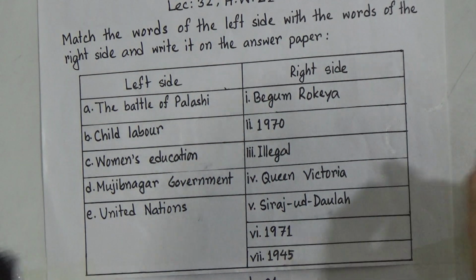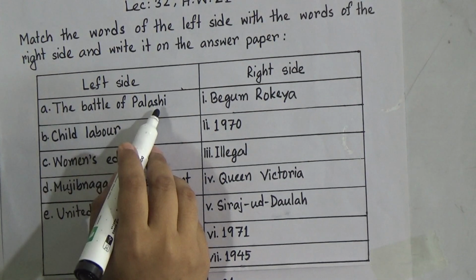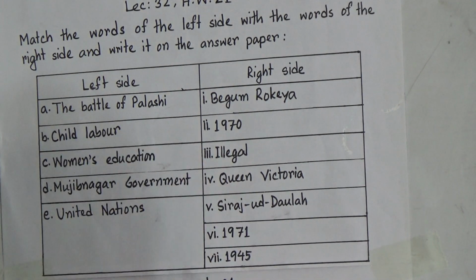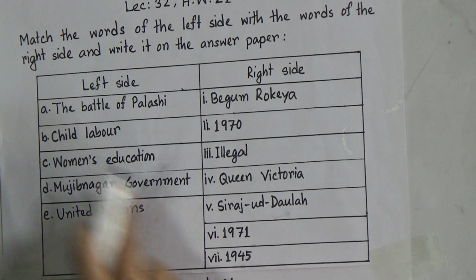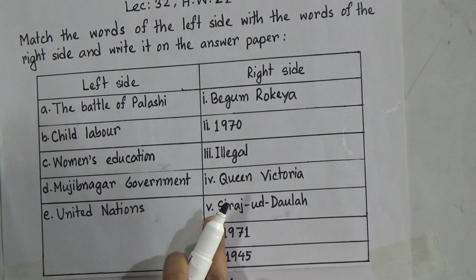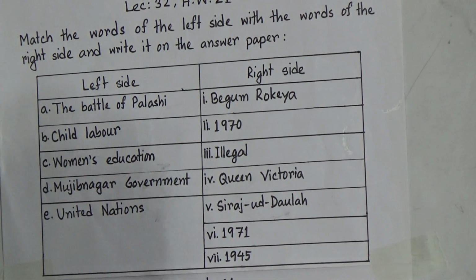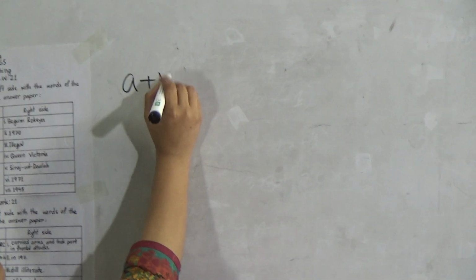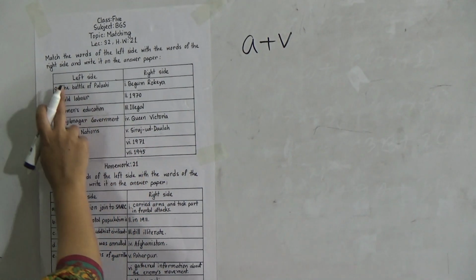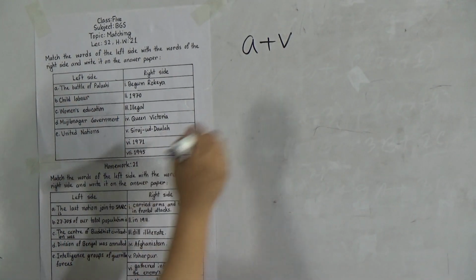Now look, number A, the battle of Palashi. The battle of Palashi, we all know that it is related to Shirajudollah. So it will be number 5. Number A matches with number 5. So how will you write the matching? Now look, at first you will write A plus 5. Number A matches with number 5.